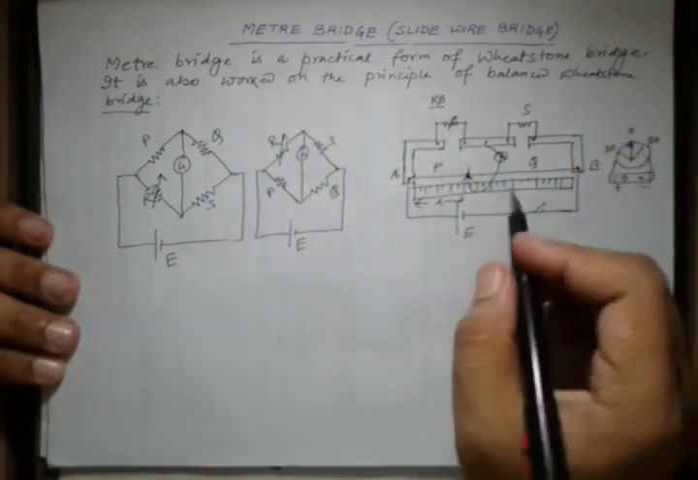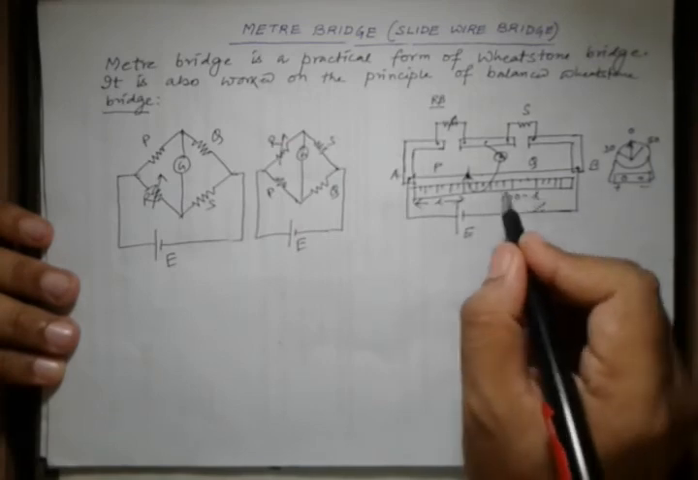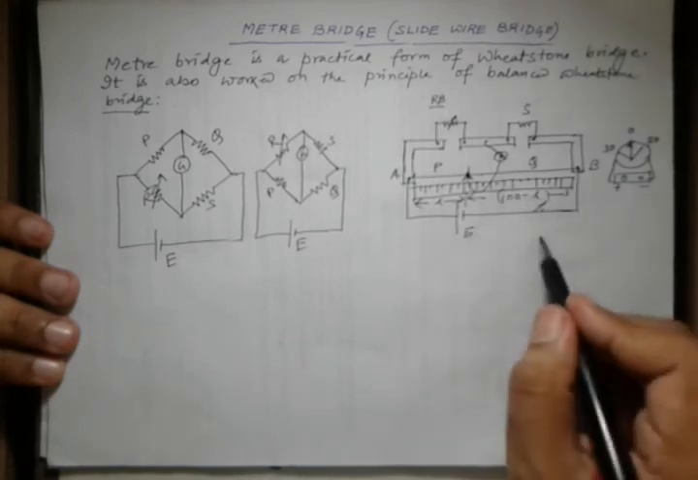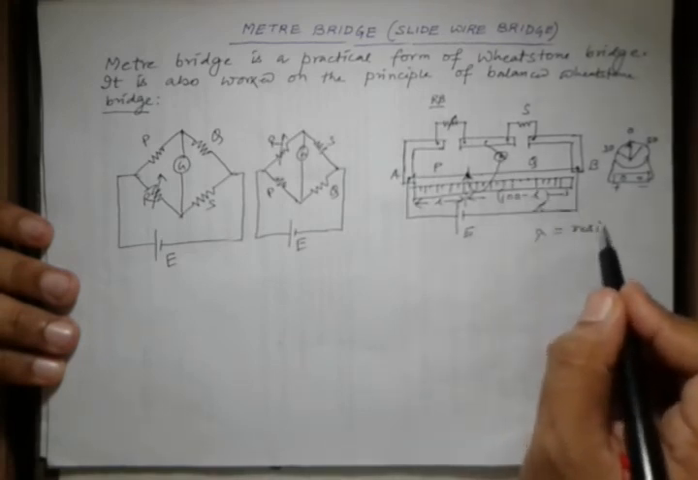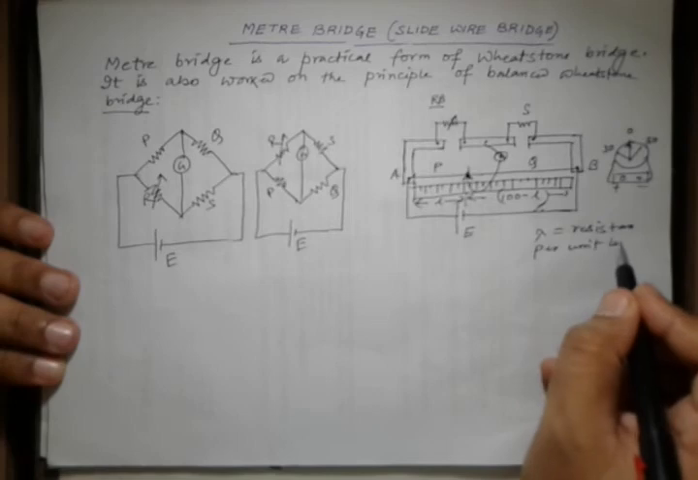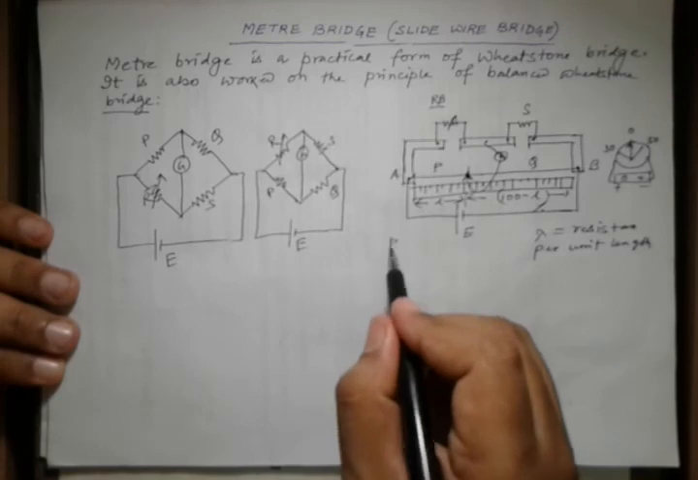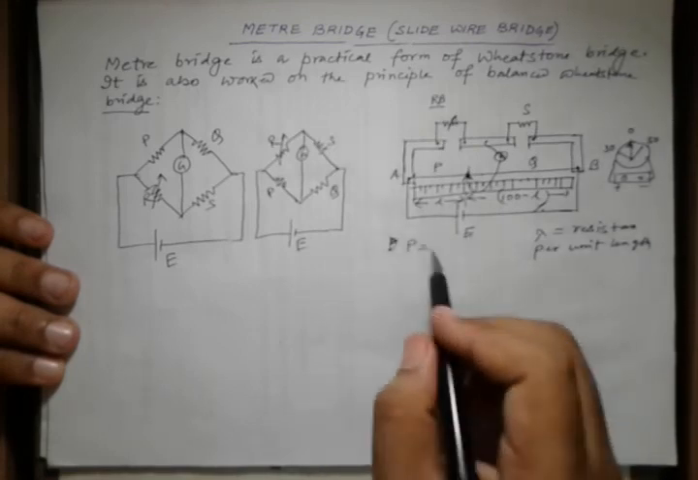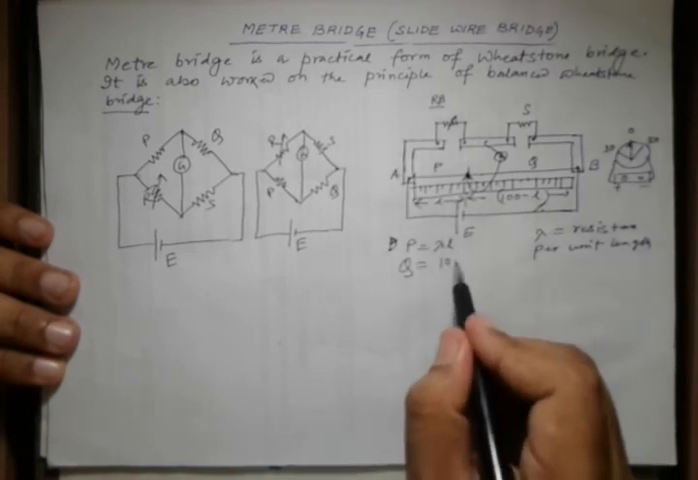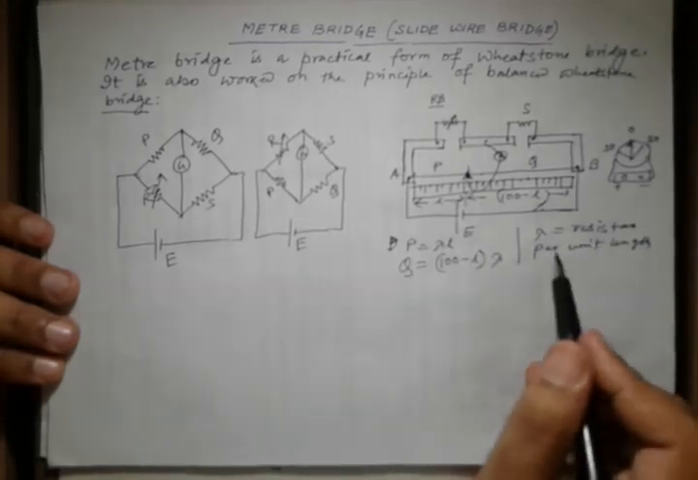Then what is the remaining length? The remaining length is 100 minus L, since the total is 1 meter, which means 100 centimeters. Now in this wire, say lambda is the resistance per unit length. For length L, what is the resistance? P is equal to lambda into L. And Q is equal to (100 minus L) into lambda, because lambda is the resistance per unit length for this wire.